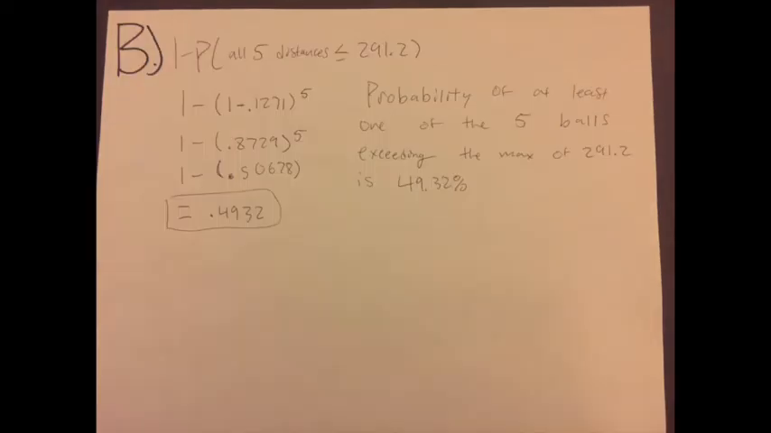Part B. Assume that the mean distance traveled is 208 yards and that 5 balls are independently tested. What is the probability that at least one of the 5 balls will exceed the maximum distance of 291.2 yards? So what you do is essentially, after you do all that math up there, you get 1 minus 0.50678, which is equal to 0.4932. So the probability of at least one of the 5 balls exceeding the maximum of 291.2 yards is 49.32%.